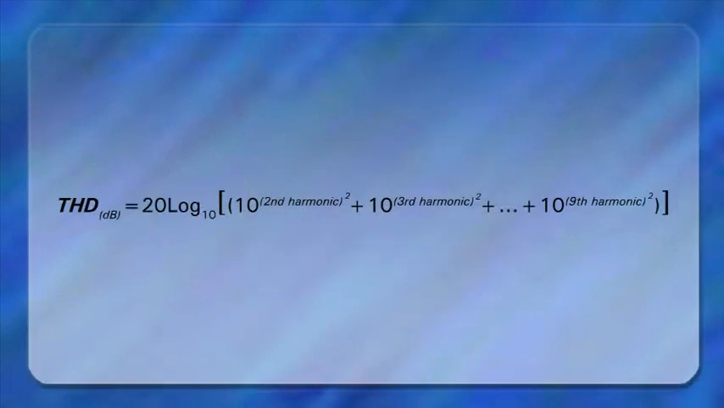THD is the square root of the sum of the squares of the harmonic components, or spurs. We usually specify THD with the input signal close to the full-scale value of the input and sampling frequency.